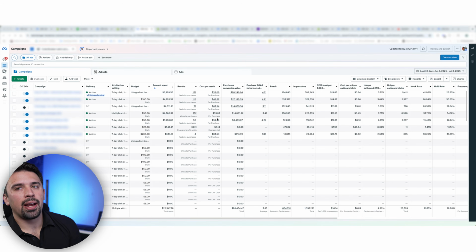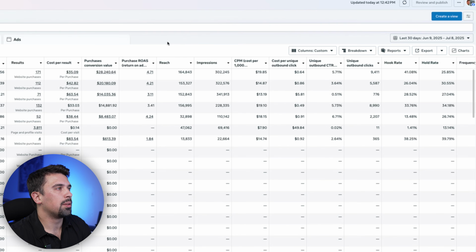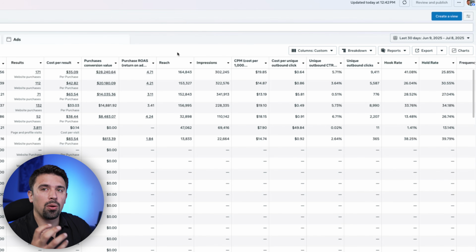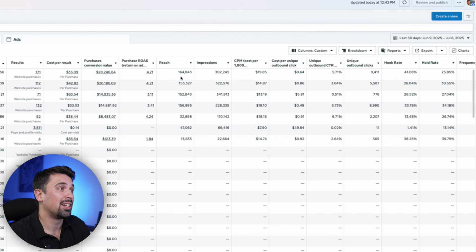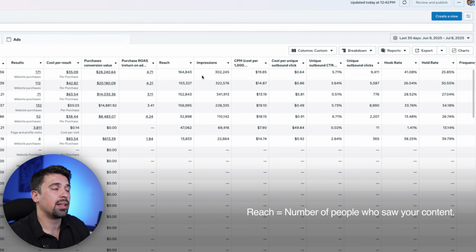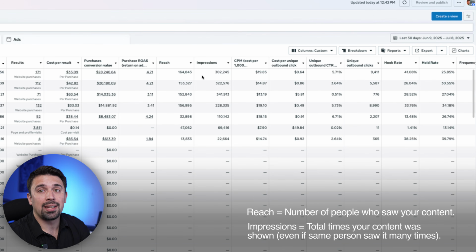Then as we move to the right, I kind of have it like a funnel in a way. So you can see next is going to be reach. So that is how many unique individual people are we getting in front of. So you can see in this case, over the last 30 days, this campaign reached 164,843 people, right? These are people. Now that's not to be confused with impressions. That is how many times your ad got on a screen. Okay, so the same person can see it twice, and that's going to count here on impressions.